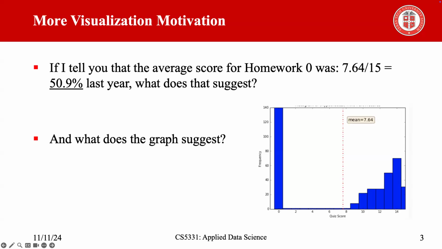So let's see an example. For example, we have some data about students' homework. If we just check the numbers, the results, we will see that for this homework, the average score is about 50%. This is the mean value for this data. But if we draw this data in a figure, in a graph, we will see the result like this.